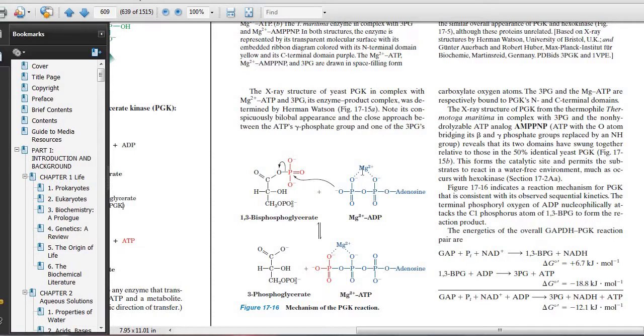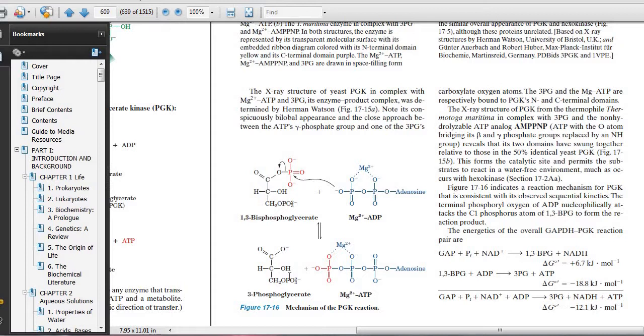Now you can see the magnesium ion which is present on the alpha and beta carbon atom. Now it is shifted from alpha beta to beta gamma carbon atom, resulting in the production of the 3-phosphoglycerate. So this is the reaction mechanism. That is the reaction number 7.